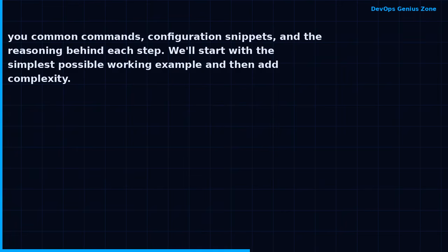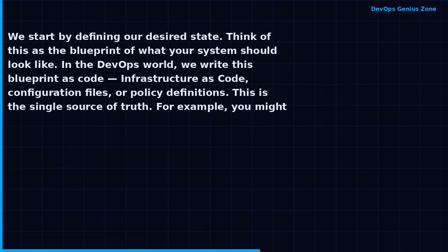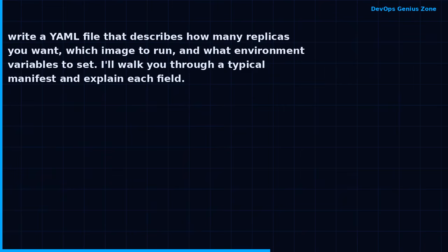We start by defining our desired state. Think of this as the blueprint of what your system should look like. In the DevOps world, we write this blueprint as code, infrastructure as code, configuration files, or policy definitions. This is the single source of truth. For example, you might write a YAML file that describes how many replicas you want, which image to run, and what environment variables to set. I'll walk you through a typical manifest and explain each field.